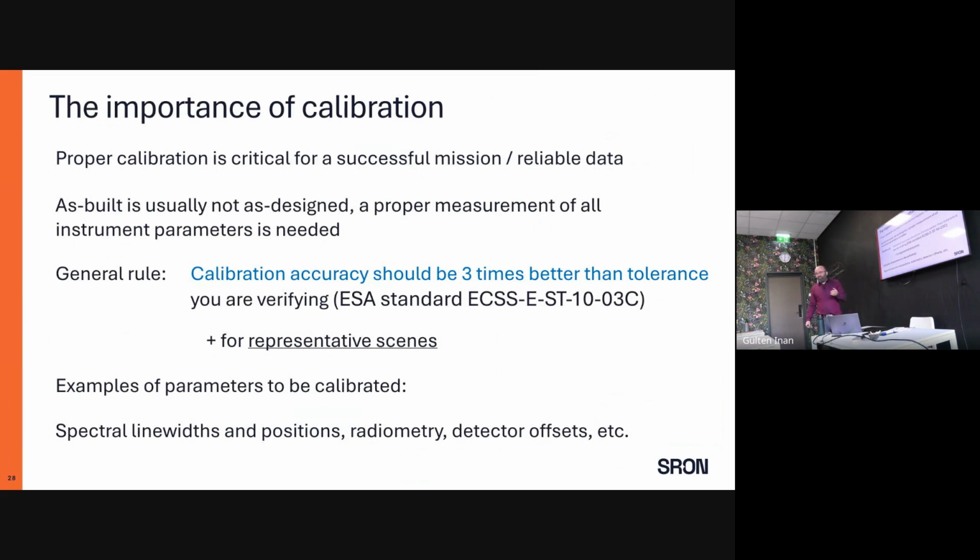Usually our requirement is that we need to calibrate it 3 times better than our tolerance. And it should also be for a representative scene. That's a very important one, because a lot of people take shortcuts here. For example, you say, oh, my instrument works perfectly if my scene is homogeneous. You get it in space, and then you suddenly see there are lots of errors and nobody knows why.